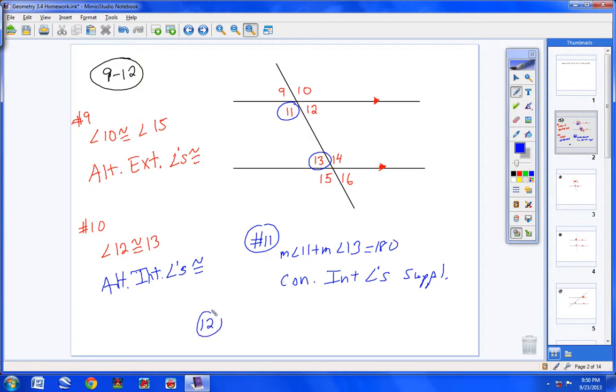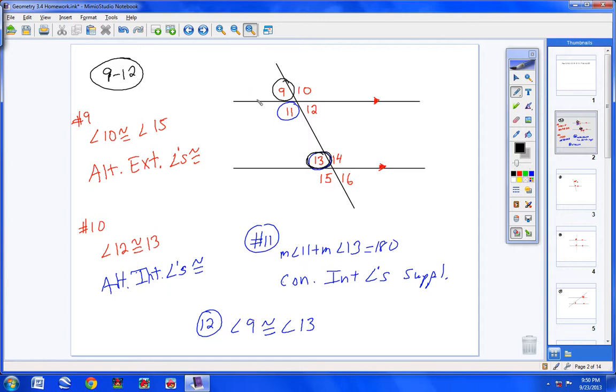And then question number 12 is angle 9 is congruent to angle 13. Well, let's see. Let's choose a different color here. Here's 9 in black. Here's 13 in black. Now let's think this through for a second, okay? Let's see if we can't figure this out. My computer's freezing up. There we go.